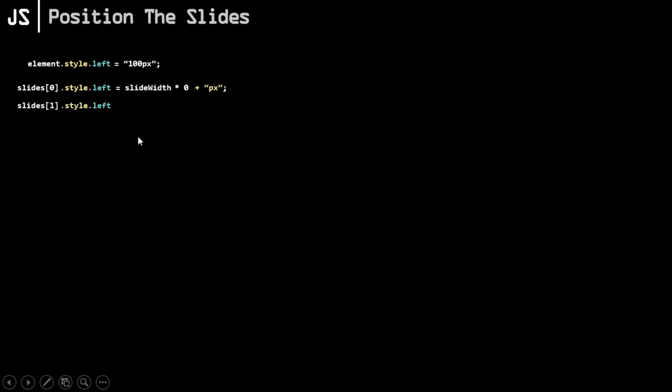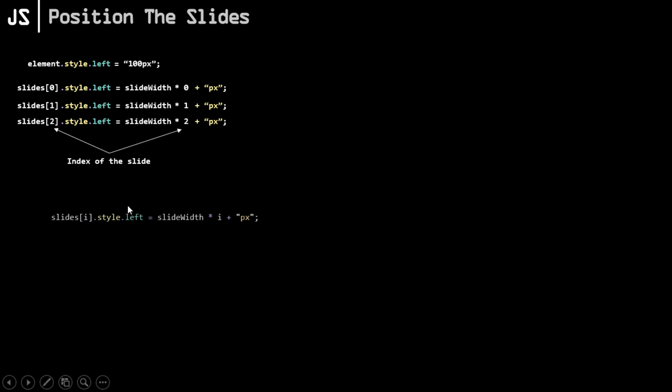Then for the first slide, the second slide, and so on. So you can actually define the left side of the slides doing this, but remember, again, what if we have more than 3 slides? So we have to do this in a way that can define the left side of all the slides. So we said that this is the index of the slide.